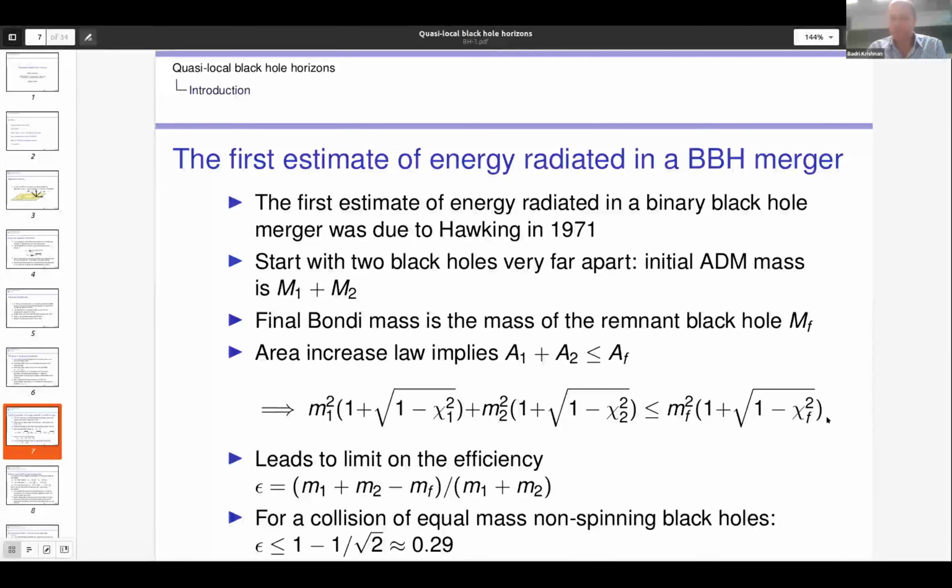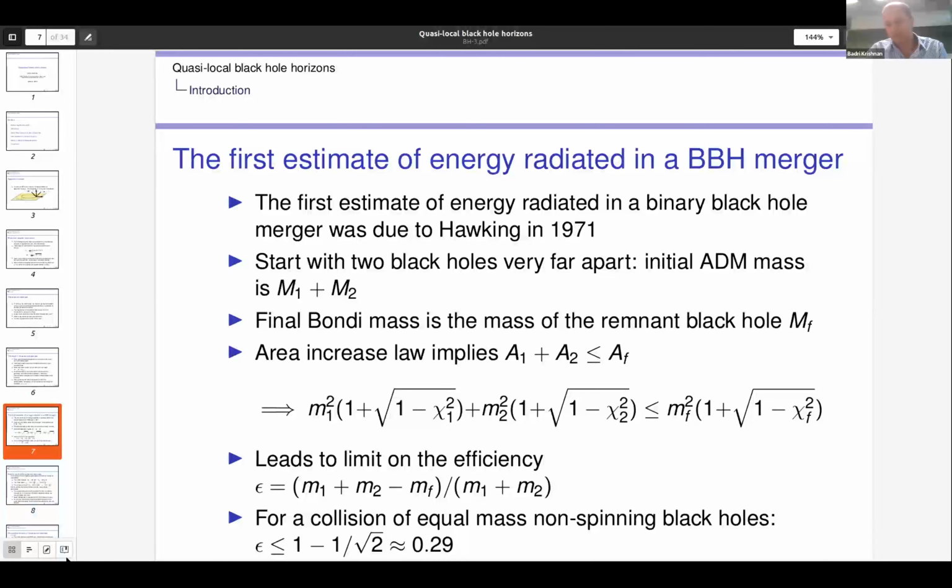So with a little bit of manipulation, you can convert this to a limit on the efficiency, which is what I mean by how much energy can be lost in gravitational radiation. So that is this particular quantity here. And you can work out that if you have equal mass non-spinning black holes, in fact, this is bounded to be about 30%. So this is, of course, a very poor bound, as we now know. The results from numerical simulations get you to be much below that. But still, this was the first estimate of this efficiency. Okay.